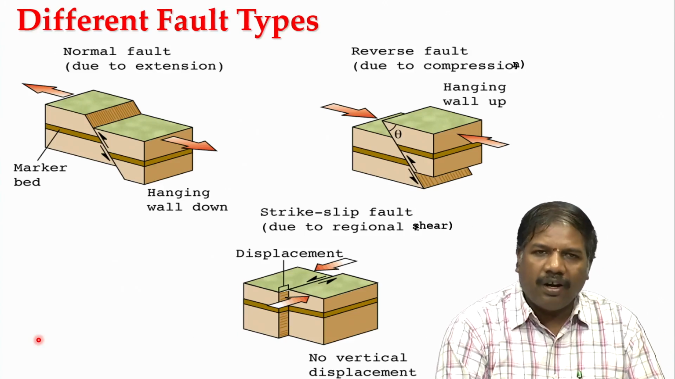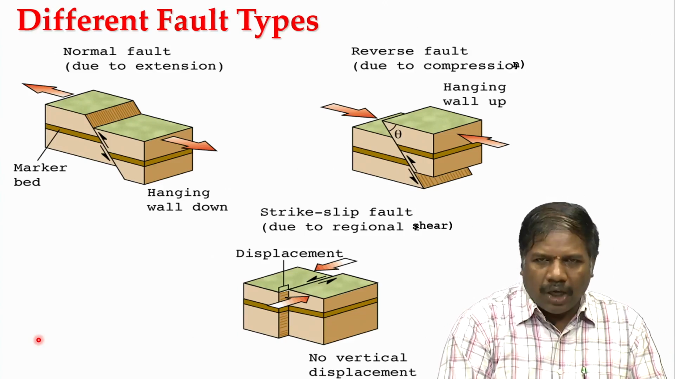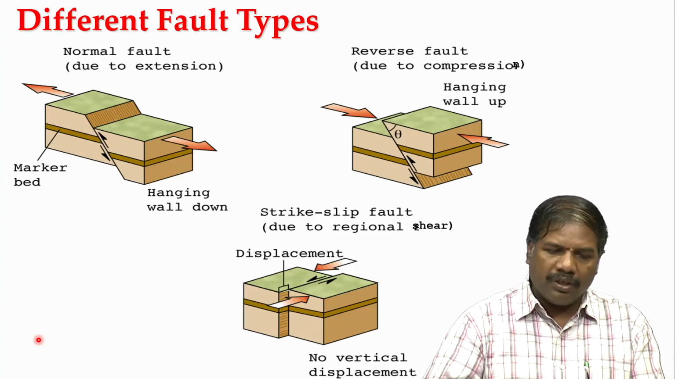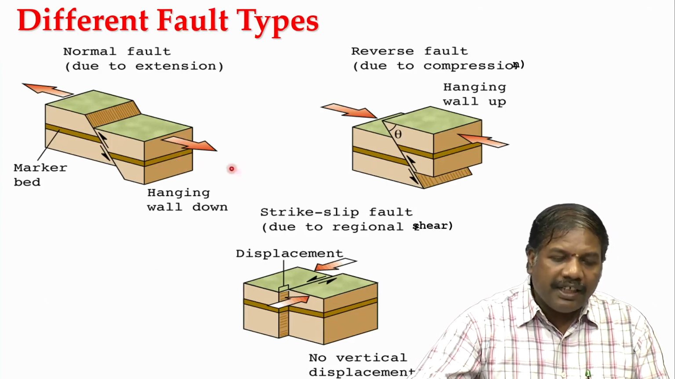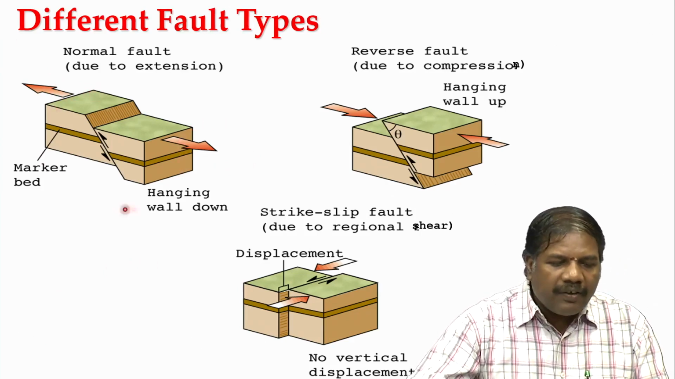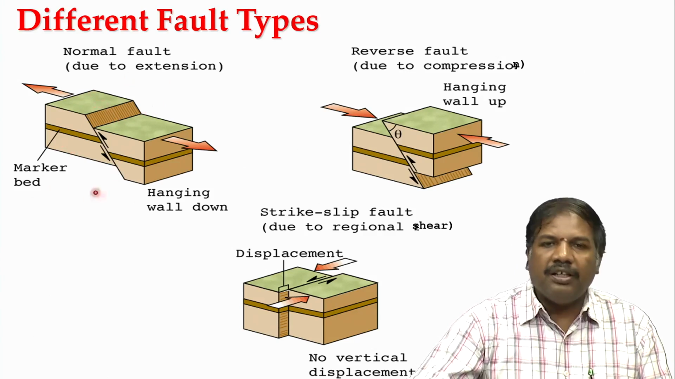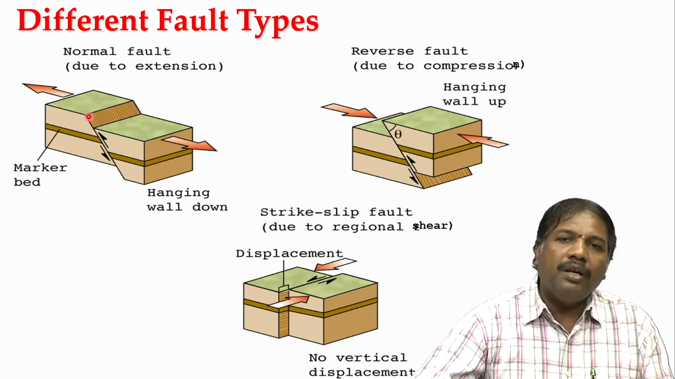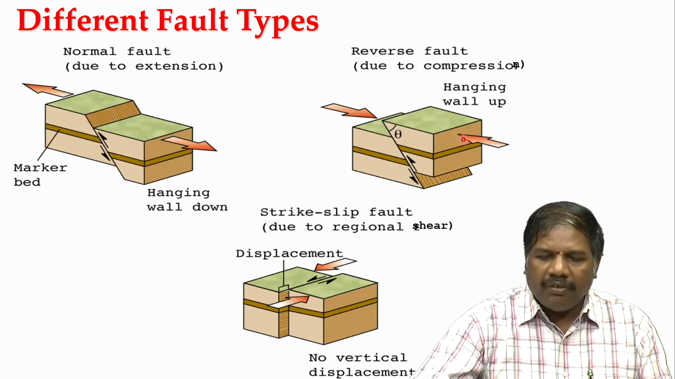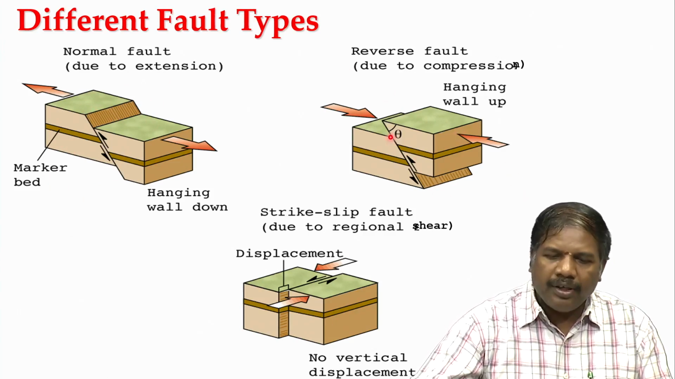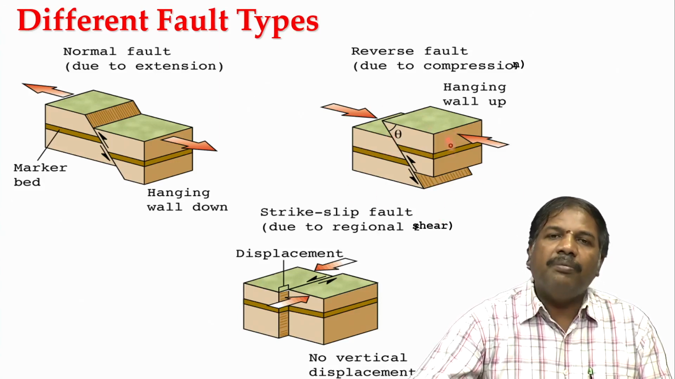One is the normal fault. A normal fault means the hanging wall moves down. You can see here the hanging wall moves down. The force involved is tensile force. So this kind of fault is called a normal fault, and the divergent boundary belongs to the normal fault. The second is the reverse fault, where the hanging wall moves up and compressive force is involved. This is a convergent kind of fault.